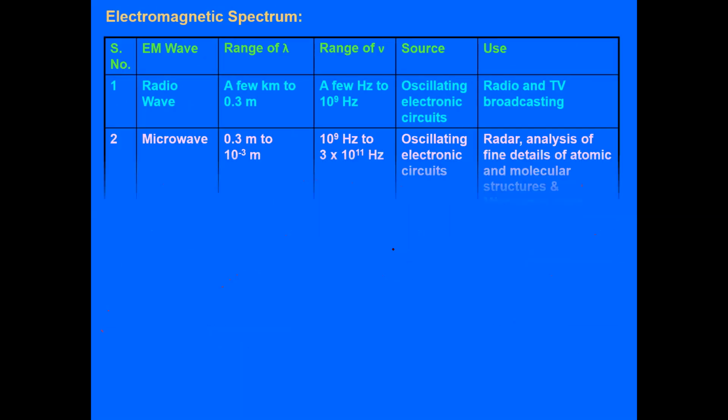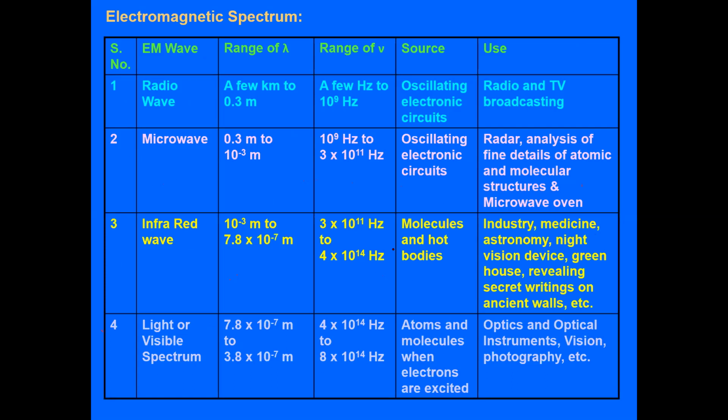Now the most important thing that you should try to remember is the electromagnetic spectrum. There are different ranges available. The visible spectrum has a frequency of 4 into 10 to the power 14 hertz to 8 into 10 to the power 14 hertz, or basically 4000 angstrom to 8000 angstrom. If the wavelength of the electromagnetic wave is in this region, then those photons are visible to us as light.